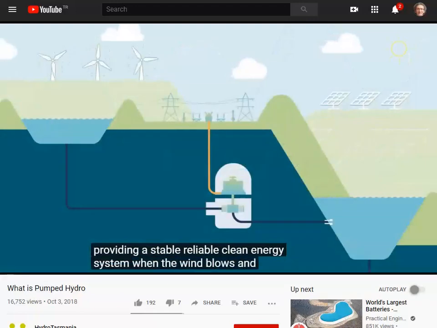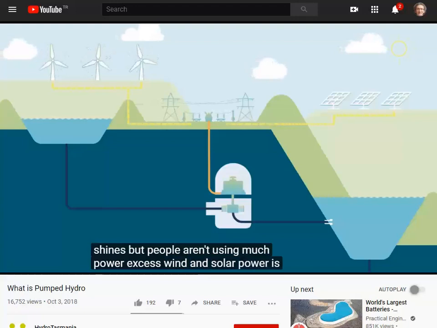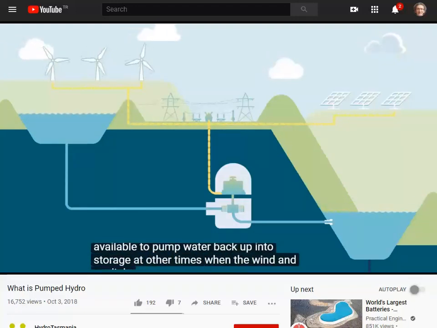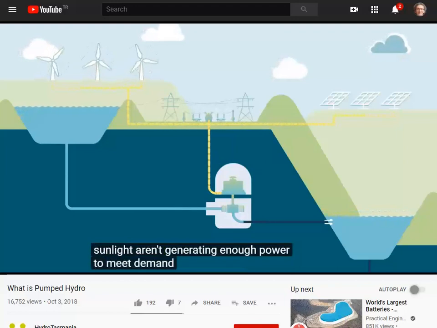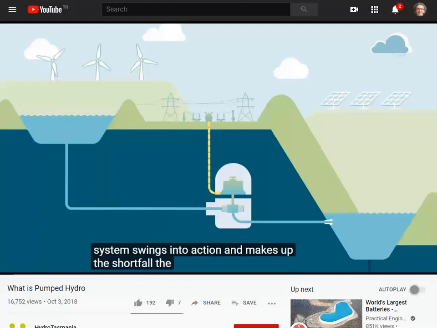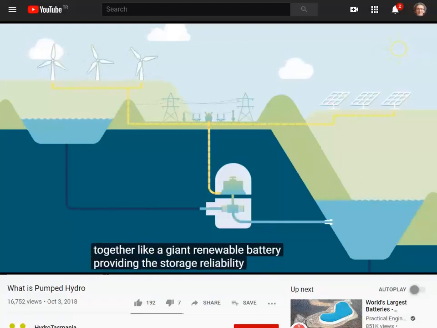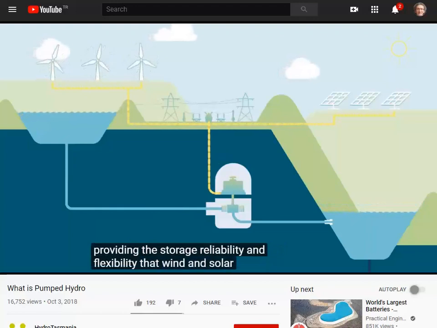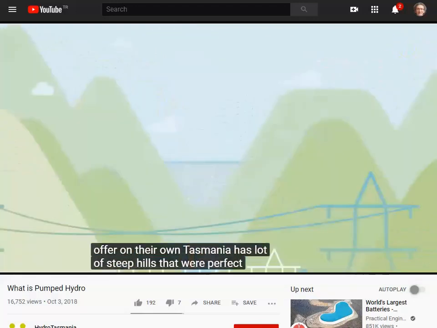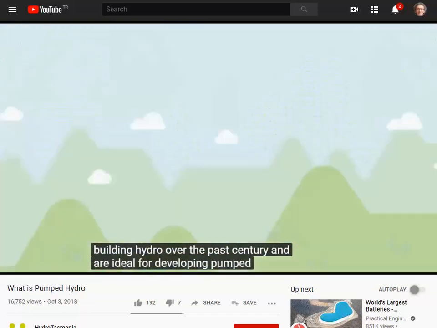When the wind blows and the sun shines, but people aren't using much power, excess wind and solar power is available to pump water back up into storage. At other times, when the wind and sunlight aren't generating enough power to meet demand, the pumped hydropower system swings into action and makes up the shortfall. The whole system works together like a giant renewable battery, providing the storage, reliability and flexibility that wind and solar can't offer on their own. Tasmania has lots of steep hills that were perfect for building hydro over the past century and are ideal for developing pumped hydro today.